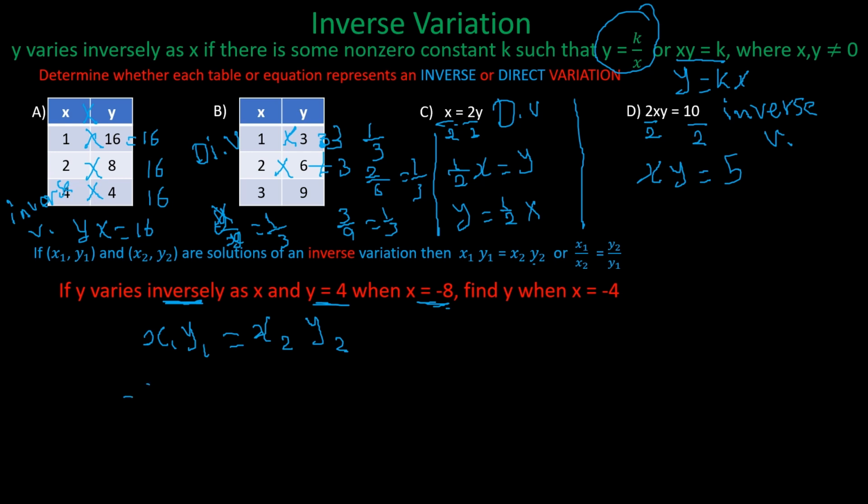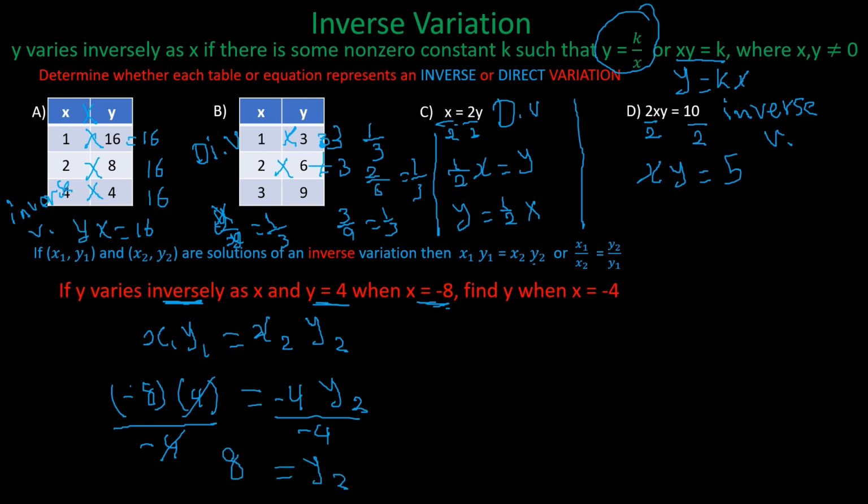As you read inversely, you have to use x1 y1 equals x2 y2. So we have negative 8 times 4 equals x2 times y2. We need to find y2 when x is negative 4. So he will put x equals negative 4. To solve this equation, we have to divide both sides by negative 4. Take care, the negative signs will be cancelled. So here will be 8 equals y2, which means that y2 equals 8. This is the inverse variation.